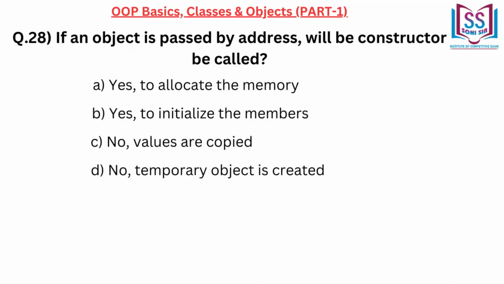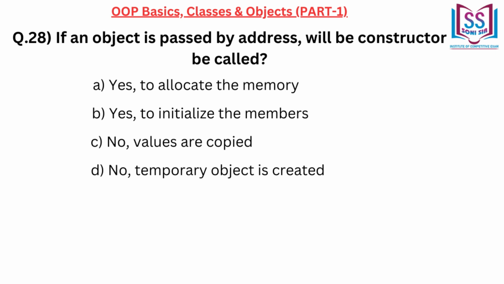If an object is passed by address, will the constructor be called? A. Yes, to allocate the memory. B. Yes, to initialize the members. C. No, values are copied. D. No, temporary object is created.